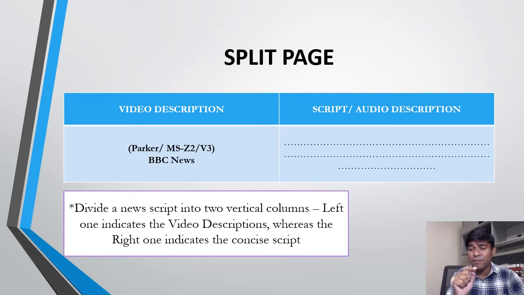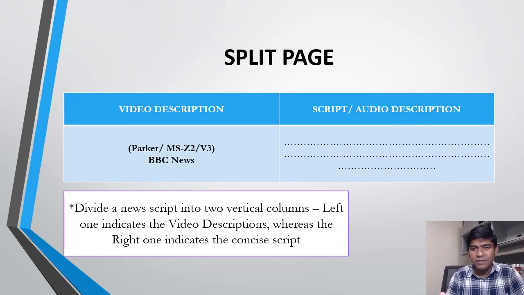So this is the camera where the anchor is going to look while broadcasting the news. And below there will be the name of the media organization, like BBC News. So this is about a split page. This is how the final look of the script appears when it is posted into the teleprompter opposite the news anchor or the presenter.